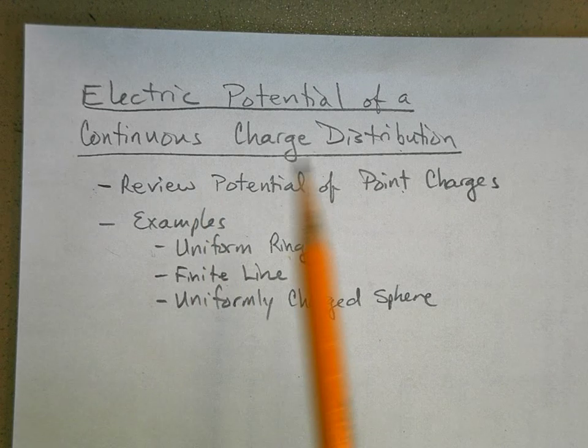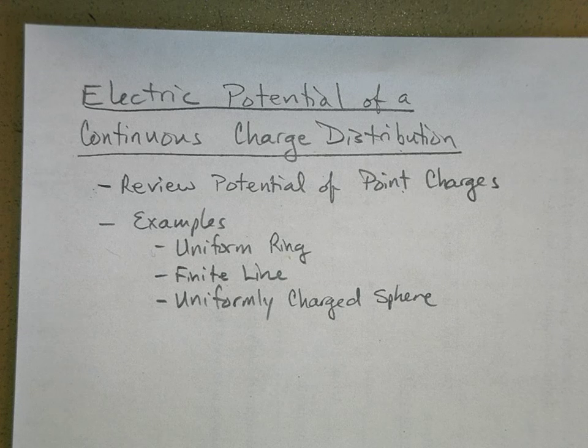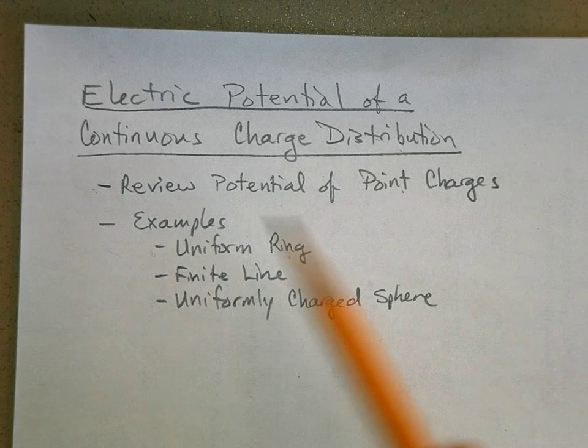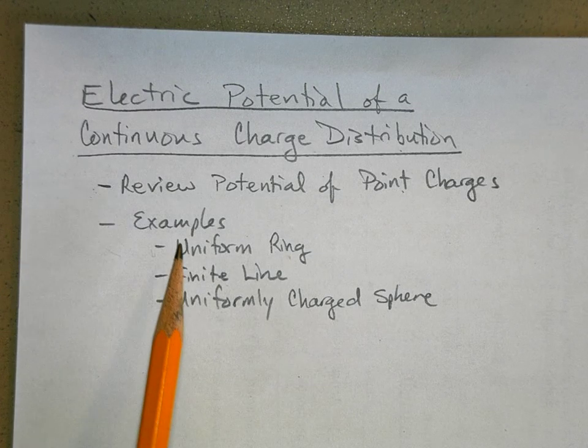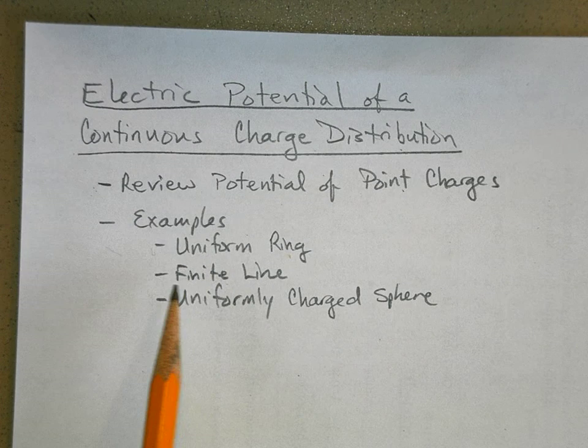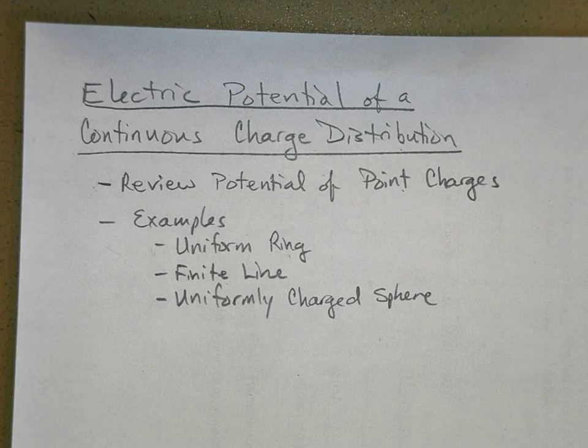We're going to talk about the electric potential of a continuous charge distribution today. Whenever you see that continuous distribution, you know we're going to be dealing with some calculus here. So we'll review for point charges. From that, we're going to develop an equation that involves an integral. And then we're going to do three examples: a uniform ring, a finite line, and a uniformly charged sphere. We'll try and get through all of that.